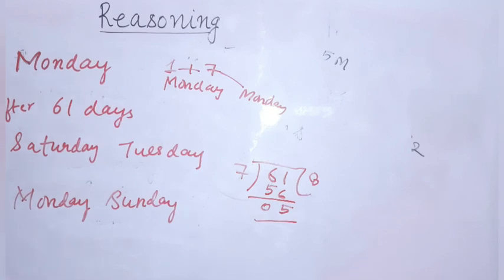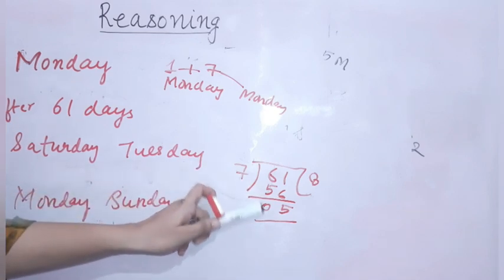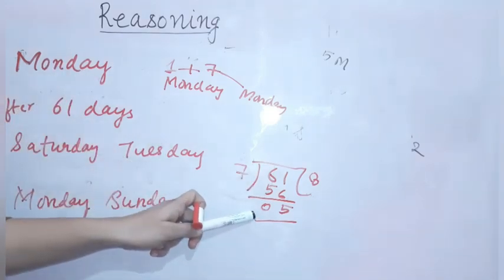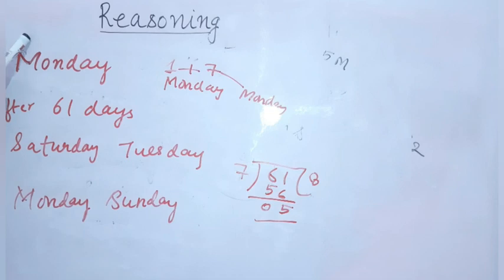So we have to find out the 5th day. Now which is the 5th day? 56 plus 5. On the 56th day there is Monday, so you have to add 5 to that. Adding 5 to Monday, which day is going to come, students? Just add 5 to Monday and comment down in the comment section which day is coming.